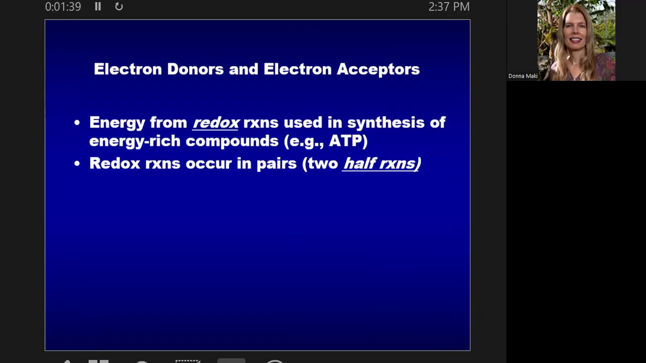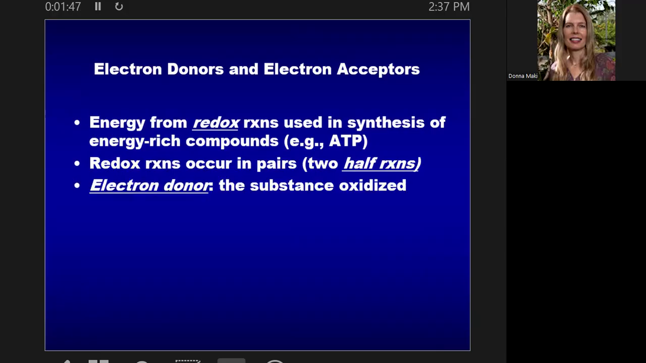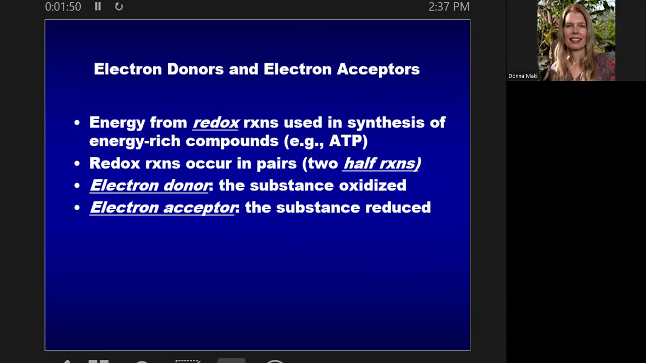When we look at them, we talk about how they occur in half reactions. There's two half reactions that make up the redox reaction in total. So you have an electron donor and an electron acceptor. So the donor is going to be giving off the electrons. And once it does that, it becomes oxidized. The electron acceptor, once it gains that electron, is going to be reduced. Okay. So if you donate off an electron, once you lose that electron, you've been oxidized. Once you gain that electron, you've been reduced.